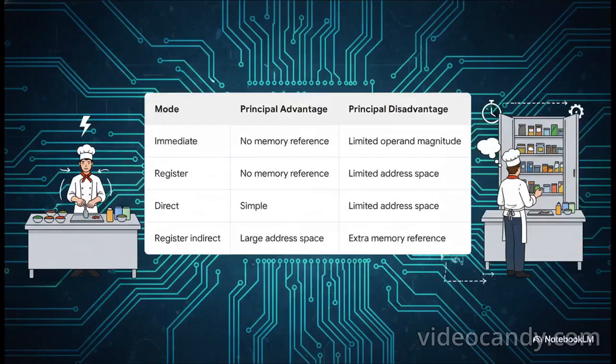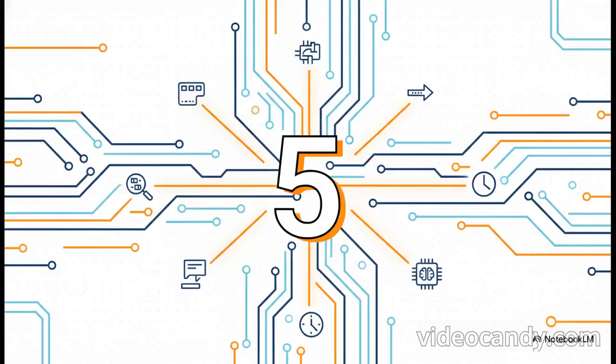The more the CPU has to go out to main memory to fetch either instructions or data, the slower the whole program runs. This is the bottleneck. So minimizing these memory accesses is the name of the game in designing a fast processor. And this table just illustrates that trade-off perfectly. You've got modes like immediate and register, which are lightning fast because they don't require any extra memory trips. The chef stays right at the prep counter.